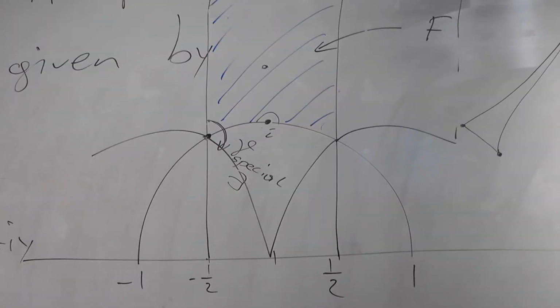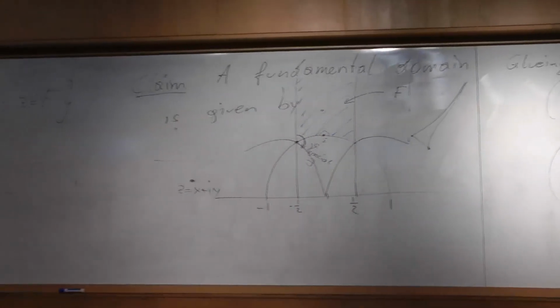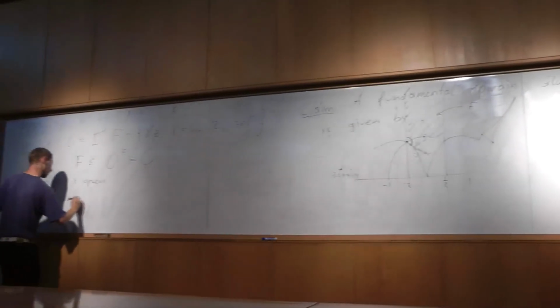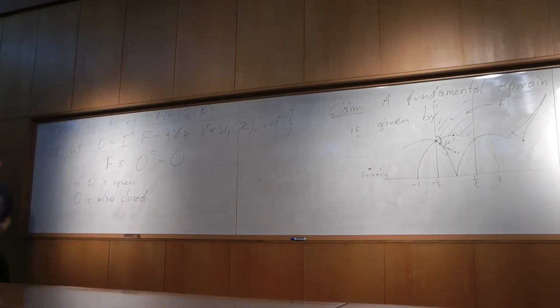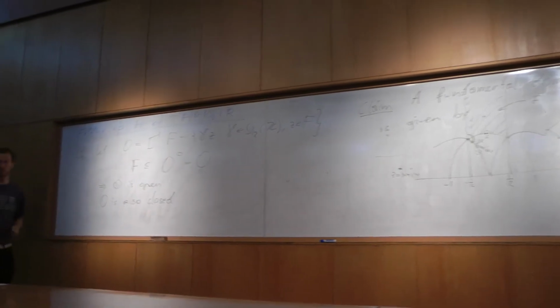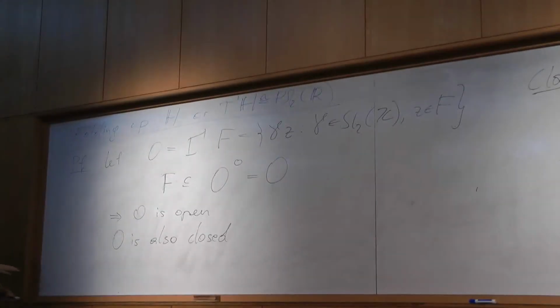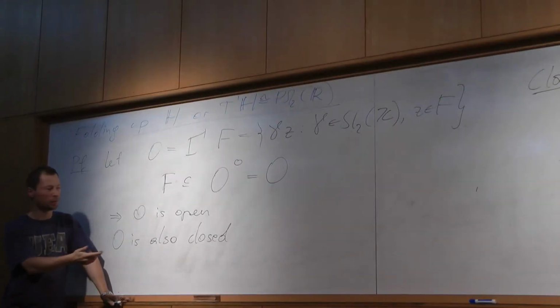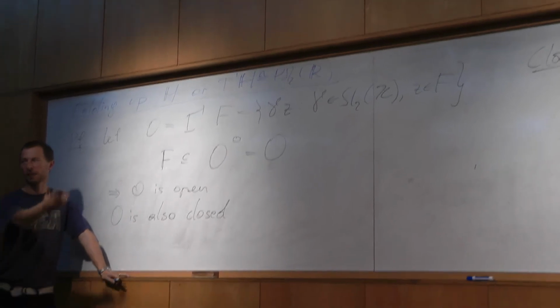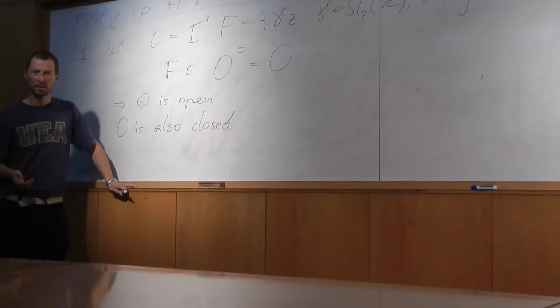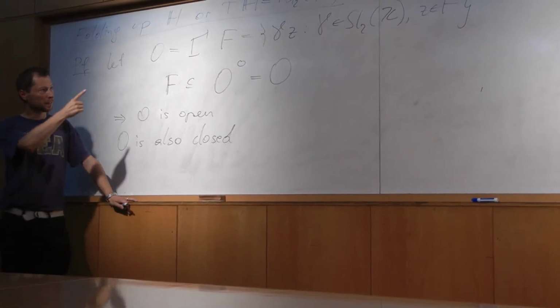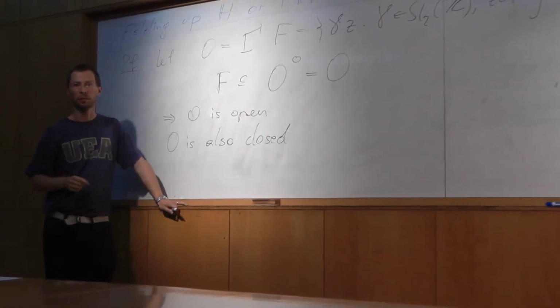Now I'm telling you O is also closed. Why is it closed? Well, let's check that later, but why does it finish the proof? Well, if it's open and closed in a connected space, then it has to be nothing or everything, but we know it's something, so it's everything. And that means that F is a fundamental domain.